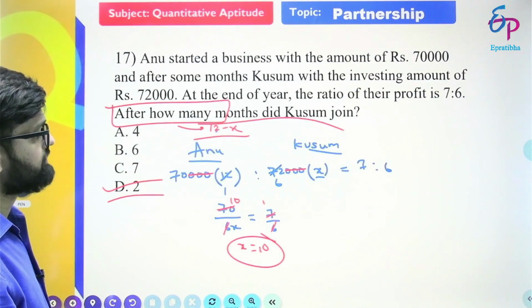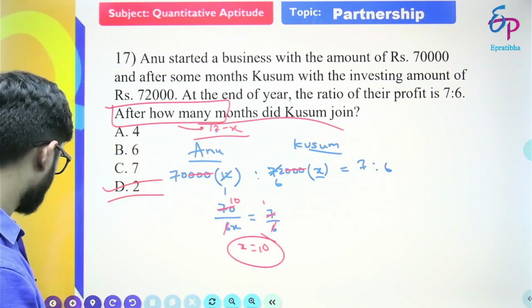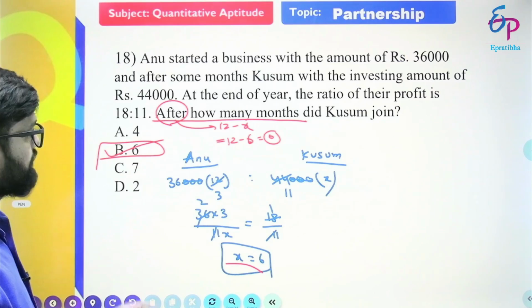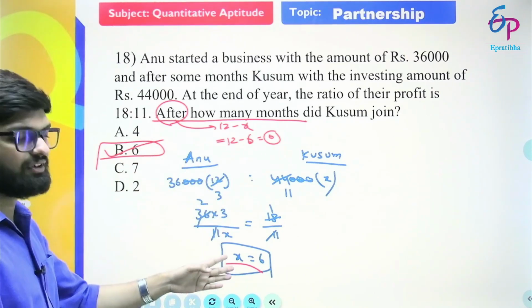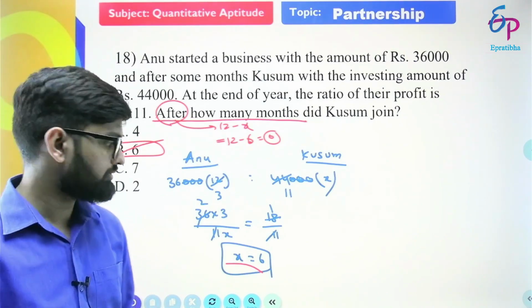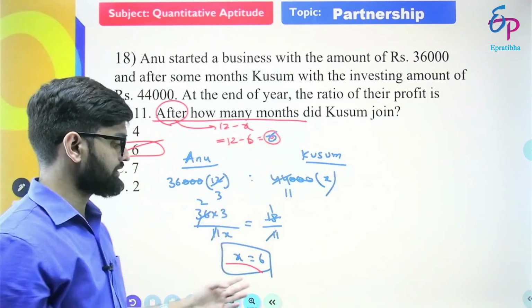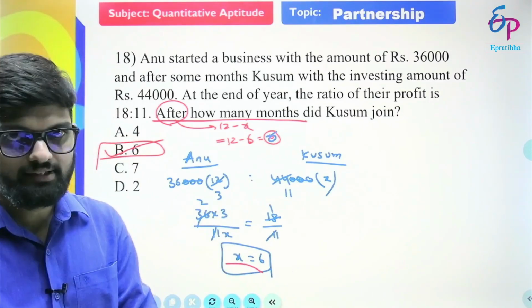Next, Anu started a business for how many months or after how many? After how many months? It is 10. Next, she after how many months means it is 12 minus x. So, it doesn't matter whenever time period is 6 months. So, 12 minus 6 is also 6. Directly x value is also 6 only. Okay. So, that is it, guys.